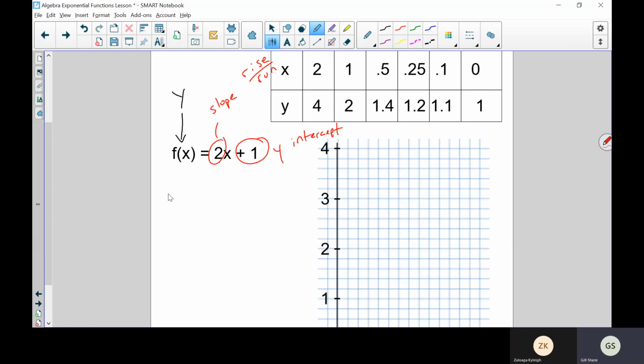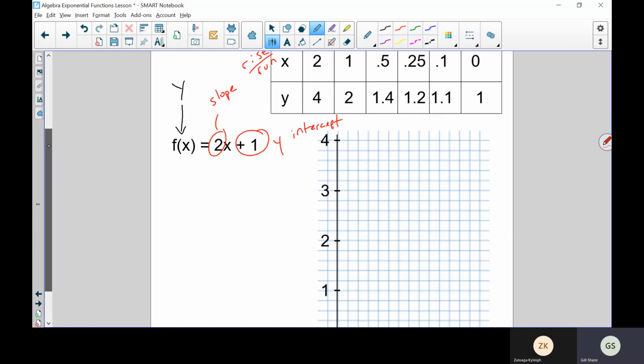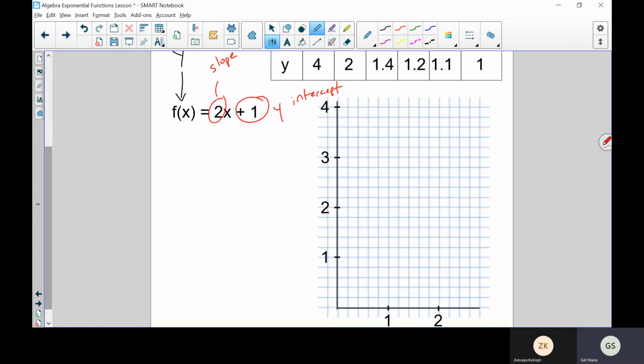So my starting value is always the y-intercept, because I know where that's going to go. It's going to go on the y-axis. That's where the line is going to cross the y-axis. So I know there's a point there. It's positive 1 in this case. So I put a point on positive 1 on the y-axis.